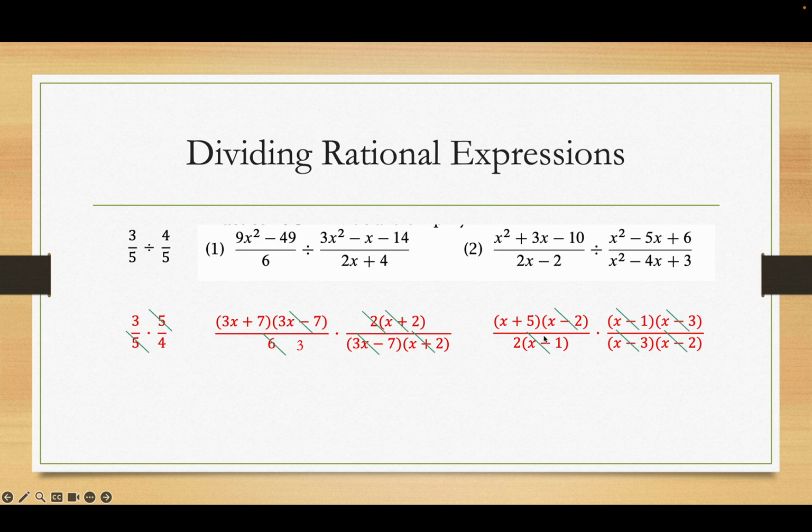You don't flip the first fraction. That stays the same. You only flip the second fraction. So then this becomes x squared plus 3x minus 10 is x plus 5 times x minus 2. And I factor 2x minus 2 to 2 times x minus 1. I cancel the x minus 1s, the x minus 3s, and the x minus 2s. That leaves us with x plus 5 over 2.